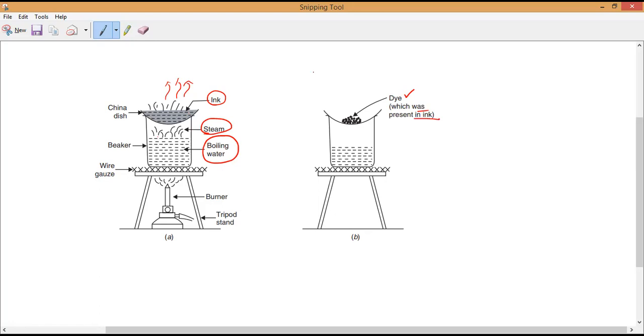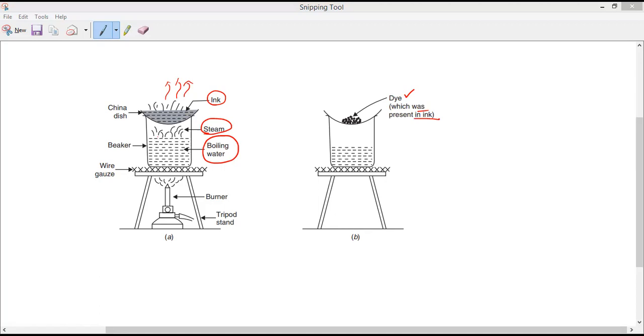Do you understand, Mitakshri? Gokul, why should we use indirect heating instead of direct heating? Because if we heat directly, it will turn into ash. That is why, rather than direct heating, we have to heat with the help of the water boiler so that it won't form ash. It will form the dye which is present inside the ink.